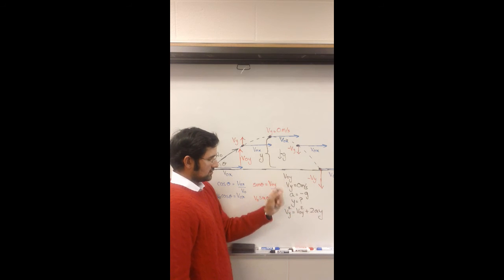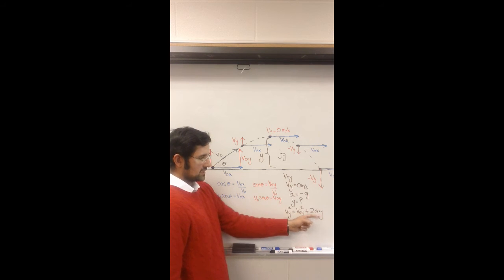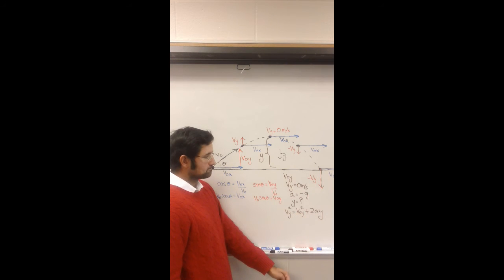So now I have the initial y velocity, I have the final y velocity, I have the a. I rearrange this equation and I can solve for my displacement. So that's how you're going to find how high the ball goes.